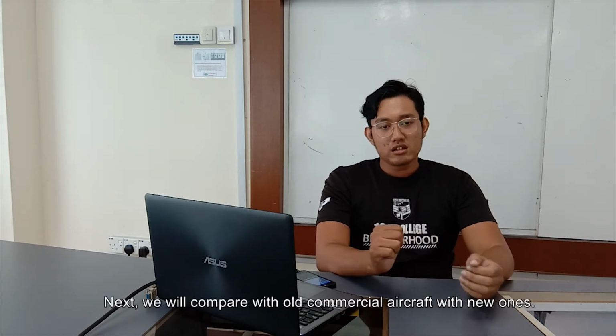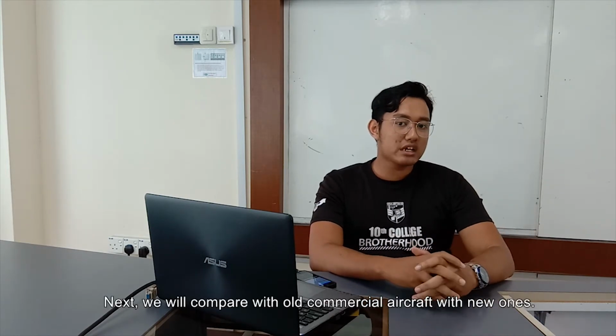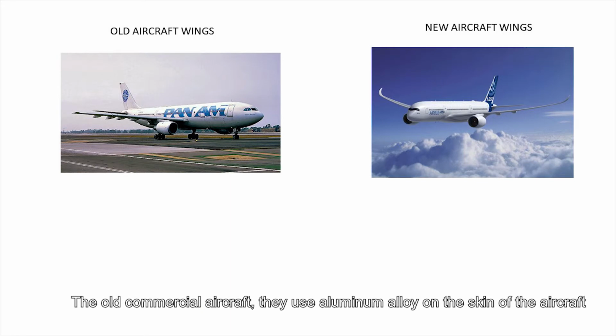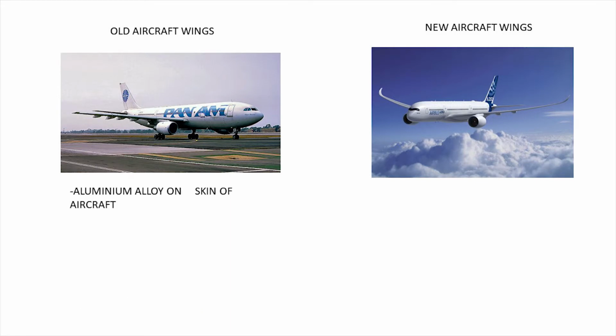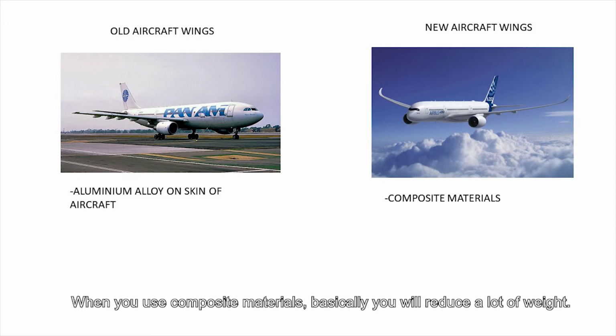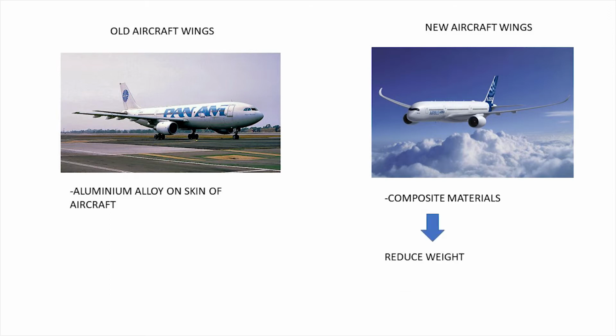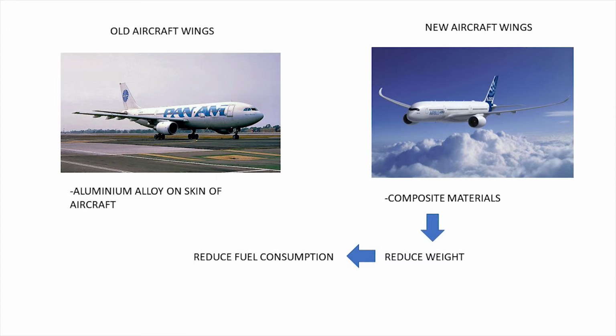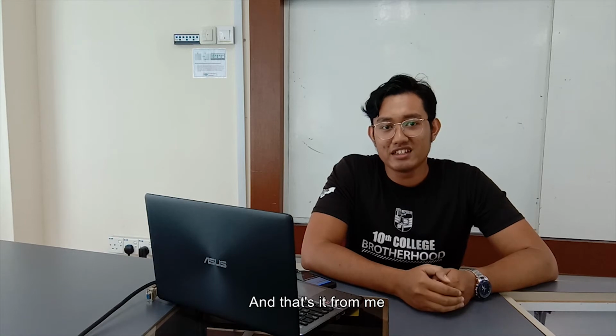Okay, next we will compare old commercial aircraft and new commercial aircraft. What is the difference? Old commercial aircraft use aluminum alloy on the skin of the aircraft, but the A350 uses composite material. When you use composite material, it will reduce a lot of weight. When you reduce a lot of weight, there is less fuel consumption, and it will improve fuel consumption by 25%. And that's it from me.